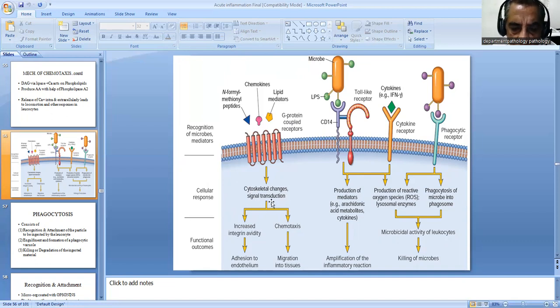Sometimes there are cytoskeletal changes, so this will produce chemotaxis and movement, production of other mediators, production of reactive species, and phagocytosis. Finally, it will result in addition to endothelium, activated lymphocyte, neutrophil migration into tissues, transmigration we have talked about, amplification of inflammatory response through arachidonic acid metabolites, and killing of the microbes. So these are all the actions, but we were concentrating on the chemotaxis or the movement and migration. But these all will take place simultaneously during the process of inflammation. These are the functional outcomes of the activation of a neutrophil.